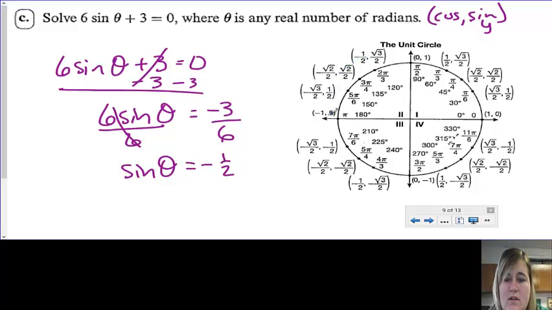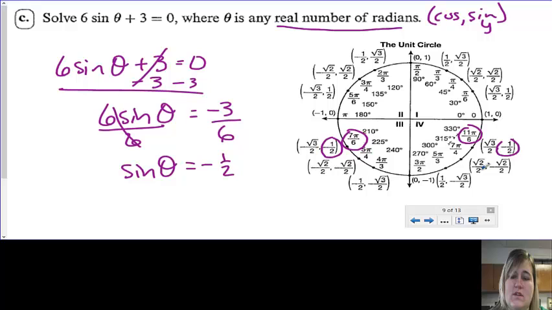That's a positive 1/2. Here's a -1/2. And here's a negative 1/2. And where theta is any real number of radians, so the radian measures are at 7 pi over 6 and at 11 pi over 6.